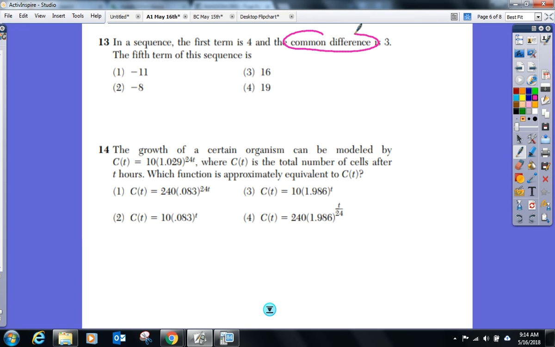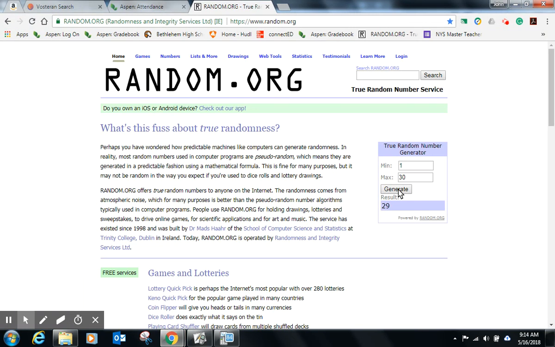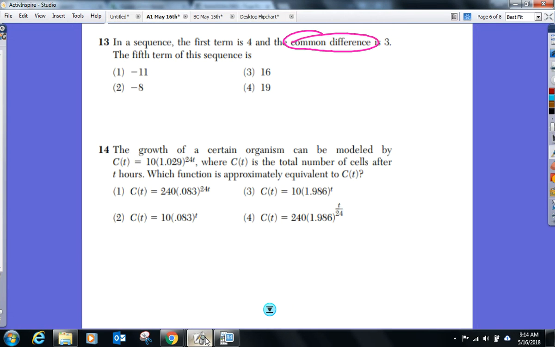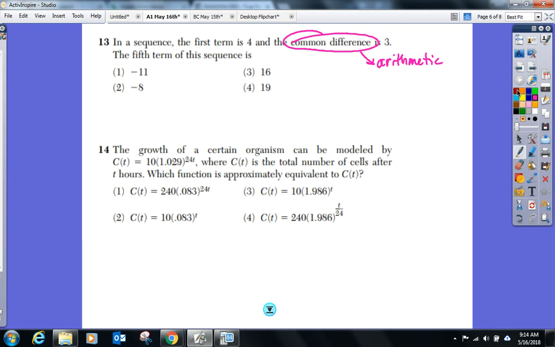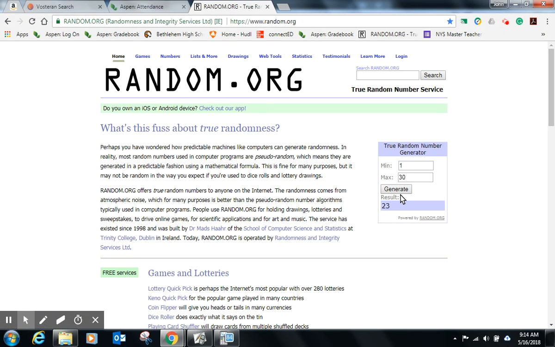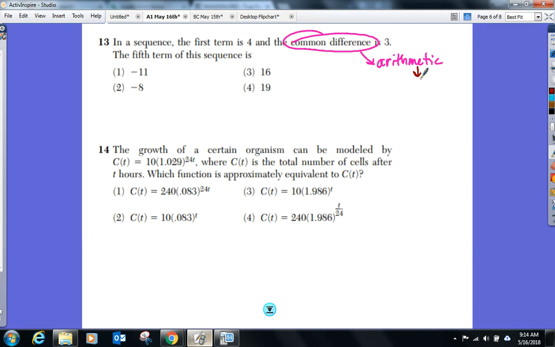Hey, common difference. This tells me it's what type of sequence? Arithmetic. And in an arithmetic, did I add or multiply? Add or multiply? Add. There you go. So you guys know the first term's 4. Go ahead and find the fifth term, now that you know it's arithmetic and you're adding.